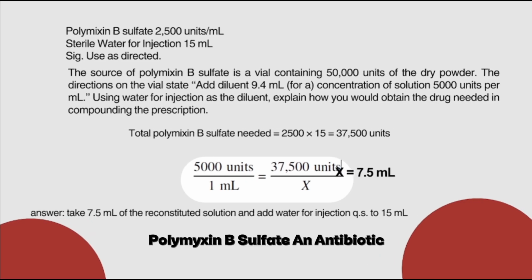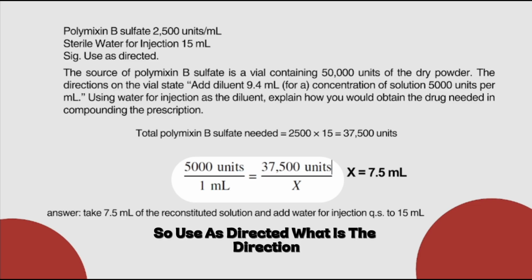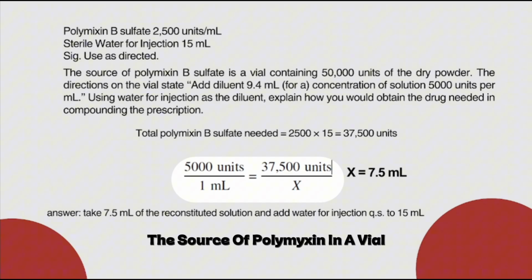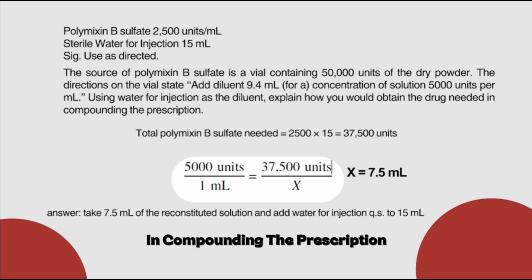Polymyxin B sulfate, an antibiotic, is in the package at 2500 units per ml, sterile water 15 ml, so use as directed. What is the direction? The source of polymyxin is a vial of 50,000 units of the dry powder, and it is written to add 9.4 ml for a concentration of 5,000 units per ml. Using water for injection as the diluent, explain how you would obtain the drug needed in compounding the prescription.